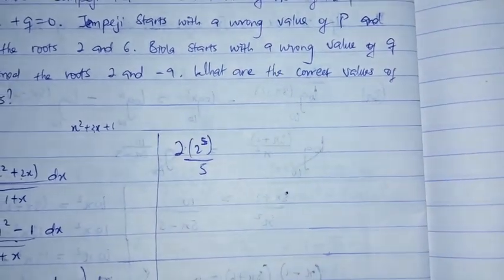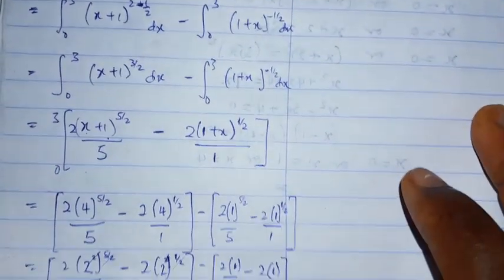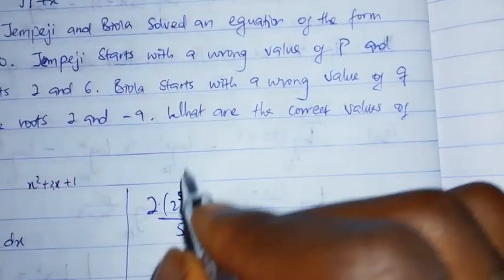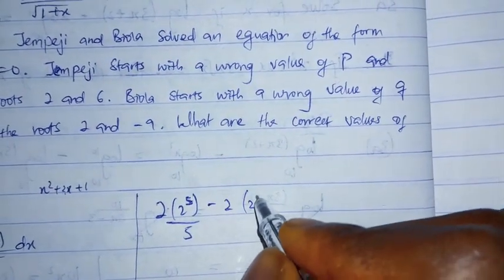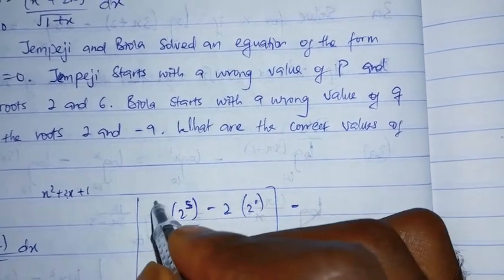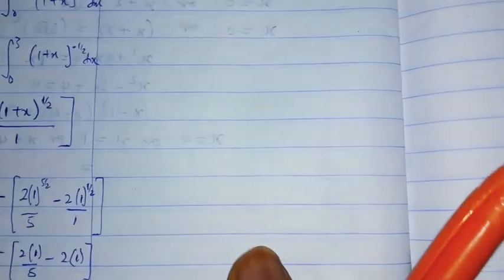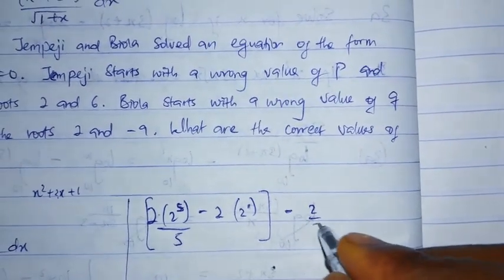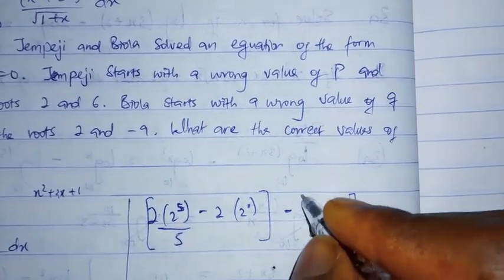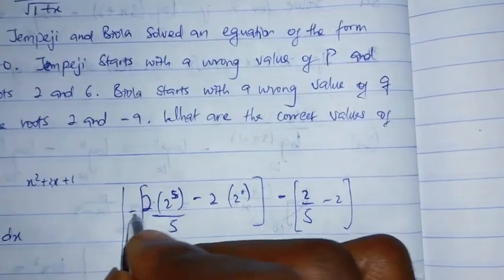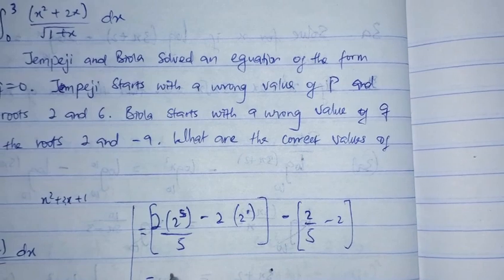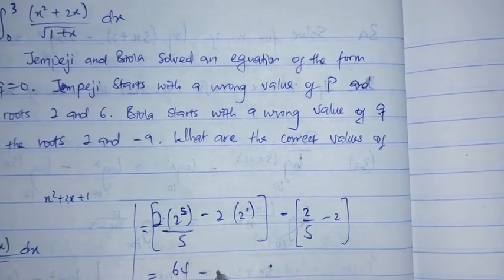Over 5. Then minus 2 into 2 raised to power 1. So I have minus 2 into 2 raised to power 1, then all minus that of 0. I have 2 over 5 minus 2. So I have 2 over 5 minus 2. Remember to make it your bracket. So from here, 2 raised to power 5 is 32. 32 times 2, that's 64. Over 5 minus 4.